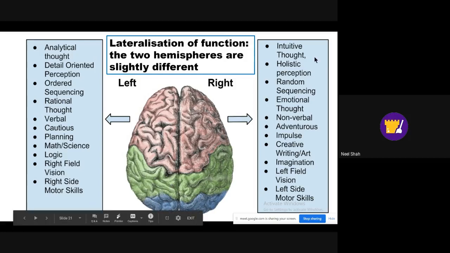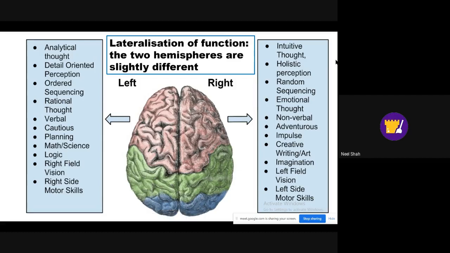The right side of the brain is about intuitive thoughts. When you hear people say they have a gut feeling about something, that's intuitive thought, something that comes to you. Then holistic perception, so looking at everything instead of looking at finer details.